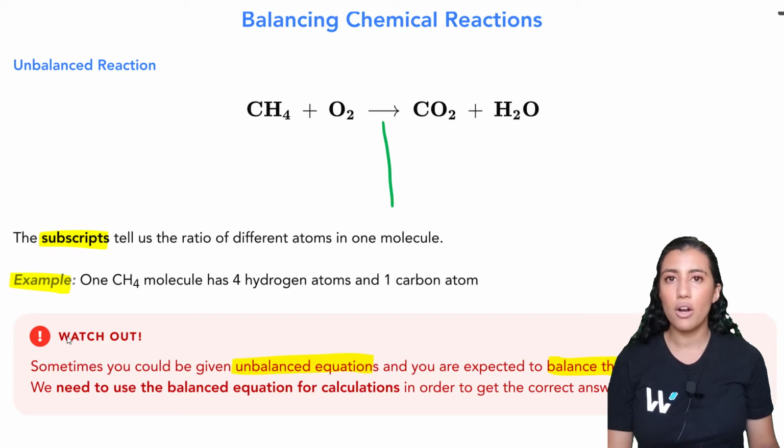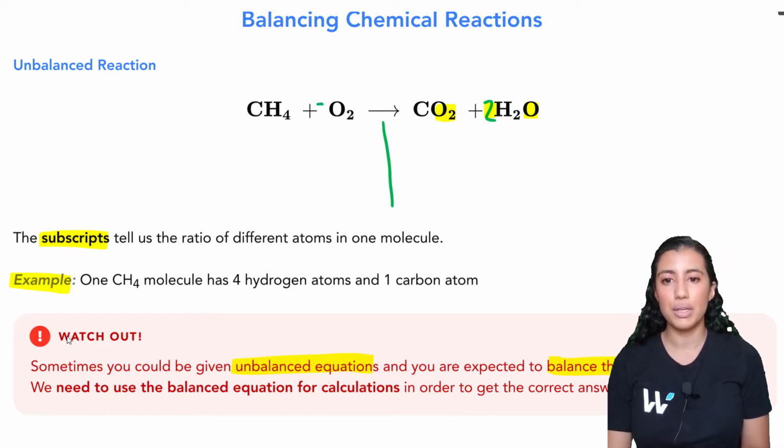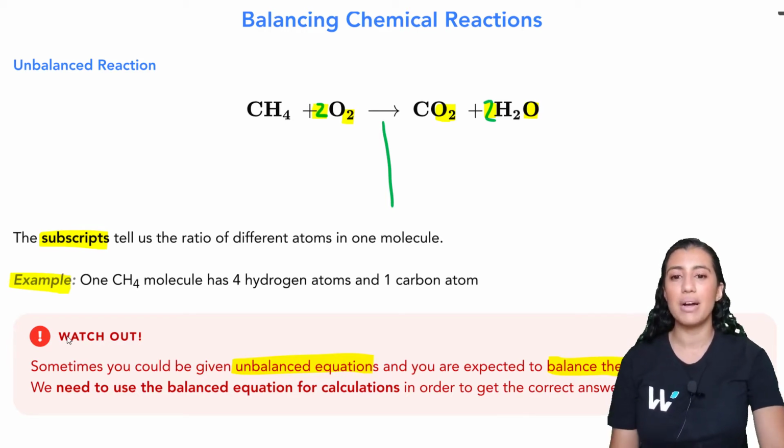So right now I have 1 carbon on the left, 1 carbon on the right, so carbon's fine. I have 4 hydrogens on the left and 2 hydrogens on the right. So I'm going to put a 2 there. So now I have 4 hydrogens on both sides. For oxygen, I have 2 oxygens on the left, and on the right, I have 2 oxygens plus another 2. So in total on the right, I have 4 oxygens. So in order to balance that, I'm going to want to put a 2 here. So now I'm doing 2 times this 2 to get a total of 4 oxygens on both sides. So this equation is now balanced.